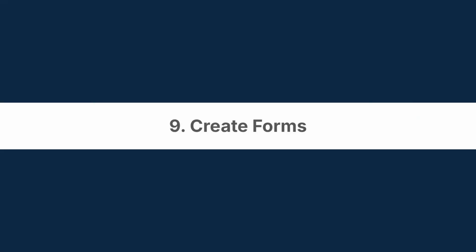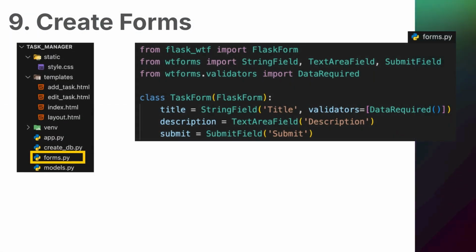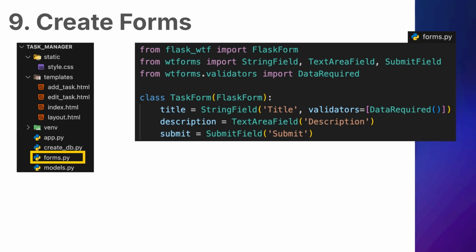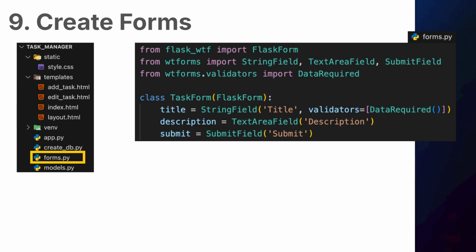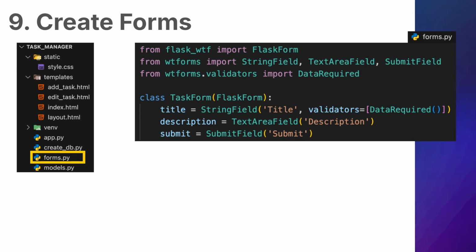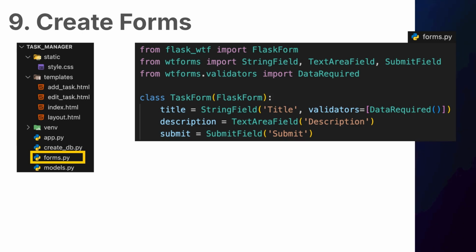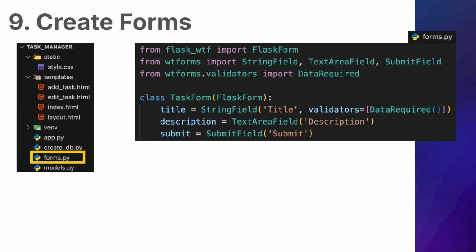Step 9, create forms. Let's open your forms Python file and write this code. First, import libraries. FlaskForm is a base class from Flask-WTF used to create web forms easily. StringField is a single-line text input for the task title. TextAreaField is a multi-line text box for the optional task description. SubmitField is a standard submit button. DataRequired is a validator to make sure the user doesn't leave the field blank.